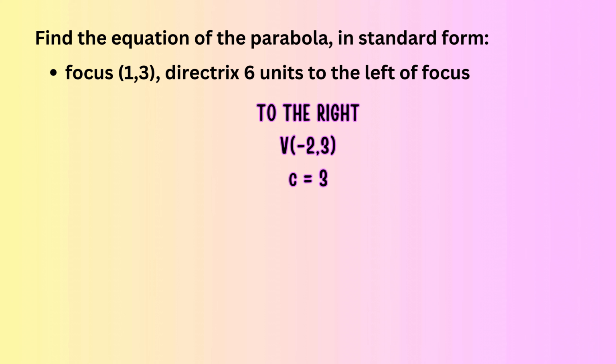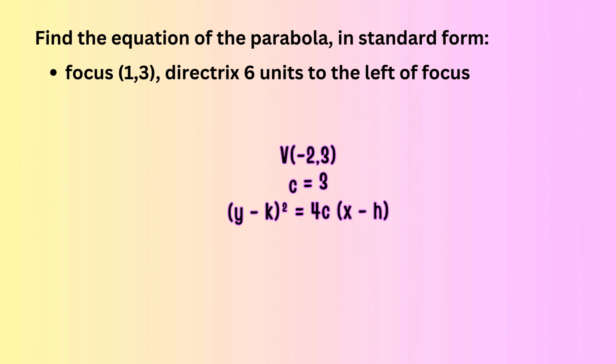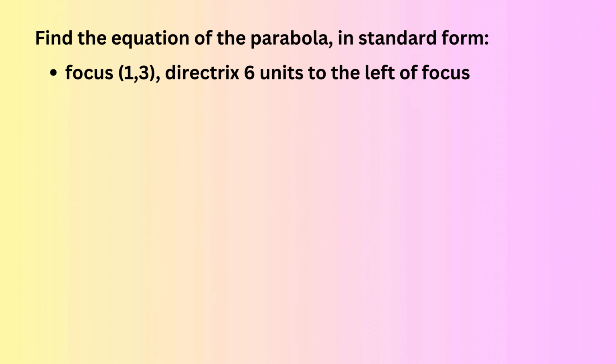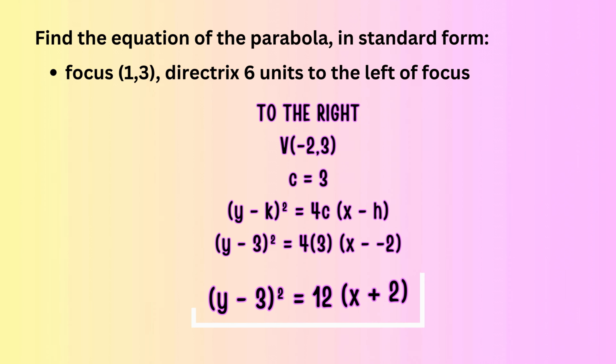After finding the vertex and the value for c, we can just substitute them to the equation in standard form of a horizontal parabola, which is (y minus k) squared equals 4c times (x minus h). Substituting our given, we will have (y minus 3) squared equals 4 times 3 times (x minus -2), or (y minus 3) squared equals 12 times (x plus 2). Were you able to arrive at the same answer?